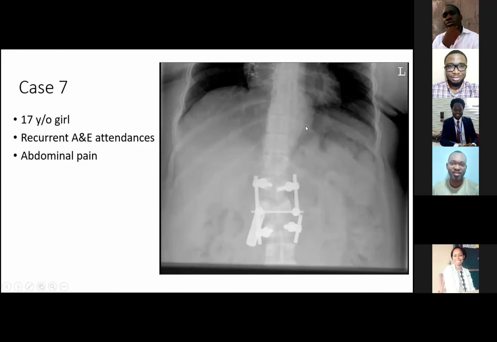The next case is case number 7. This is a 17-year-old girl who came to A&E. She actually had multiple attendances to A&E, a regular attender. On this occasion, she had abdominal pain, and this was an abdominal X-ray performed when she came in. Now, this actually is an appropriate use of an abdominal X-ray. Can anybody make any comments as to what they see in the central part of the X-ray here?